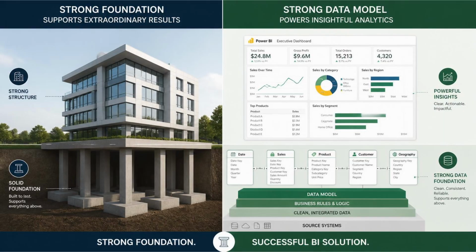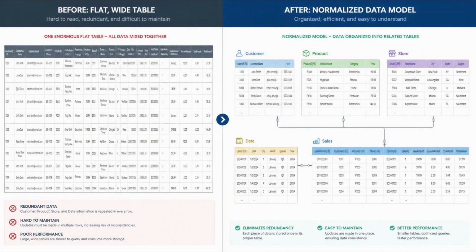Data modeling is a process of organizing your data into related tables so that Power BI can analyze that data efficiently. So instead of putting all your information into one huge table, we divide the data into logical tables and connect those tables using relationships. This approach improves report performance, makes DAX calculations easier, and makes the overall Power BI solution much easier to understand and maintain.